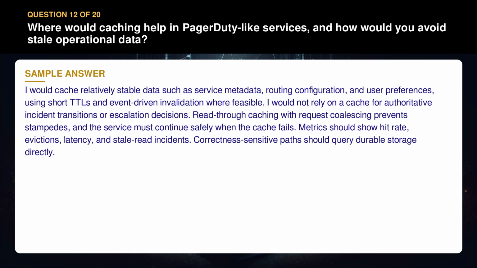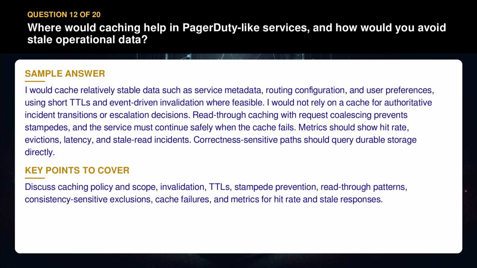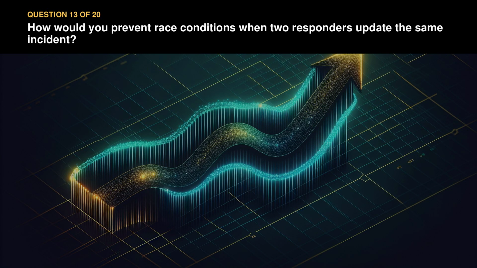Metrics should show hit rate, evictions, latency, and stale read incidents. Correctness-sensitive paths should query durable storage directly. Discuss caching policy and scope, invalidation, TTLs, stampede prevention, read-through patterns, consistency-sensitive exclusions, cache failures, and metrics for hit rate and stale responses.